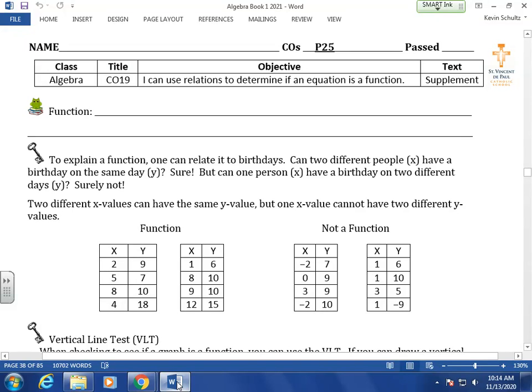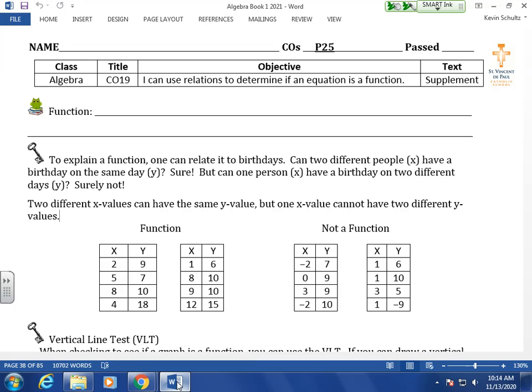Hello and good day. We are back in Algebra CO19, talking about relations yet again, but now in the context of whether or not that relation is a function. Okay, what do you know already about functions? You told me that you are familiar with the term function table, but what does that really mean? You can't spell function without fun, so let's get to it.